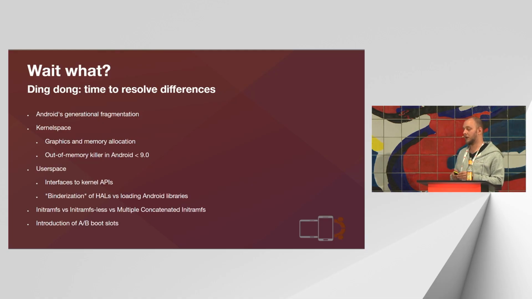And that includes things happening in the kernel space, for example, graphics and memory allocation for putting things on the screen. The out-of-memory killer, which used to be the default in Android up until Android 9, still has some bits and pieces in there which you can re-enable in the kernel. Then there's also userspace for Android that we rely on, interfaces to the kernel APIs that try to abstract it away to make it reusable across the different generations, but also the binderization of HALs, the hardware abstraction layers. I will get into what binder is later. Binder is one particularly important piece. There's also the initramfs, an early boot situation, which is completely different on pretty much every device that you find out there, and also the introduction of A/B boot slots in Android itself and bootloaders providing that functionality.